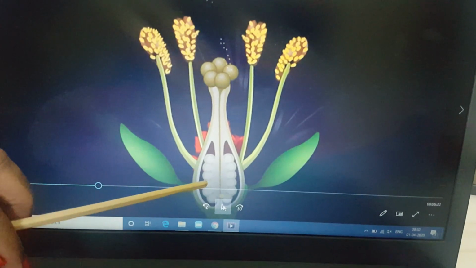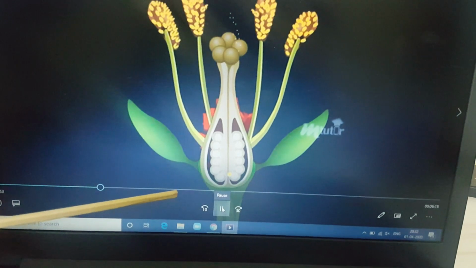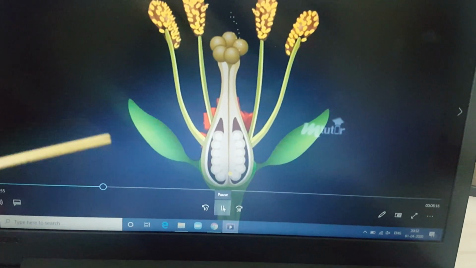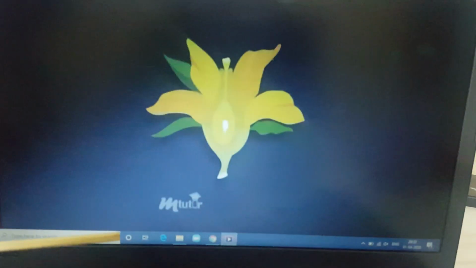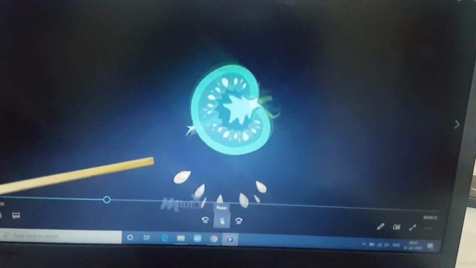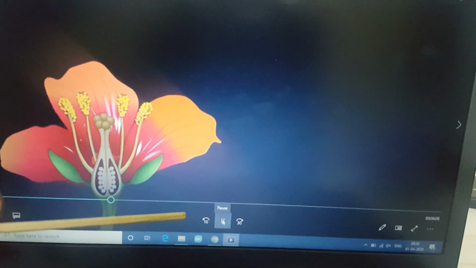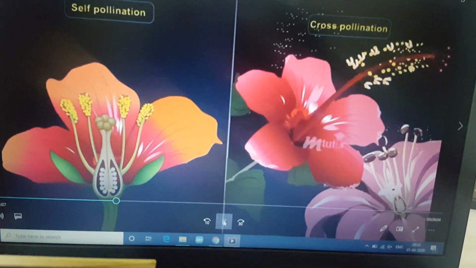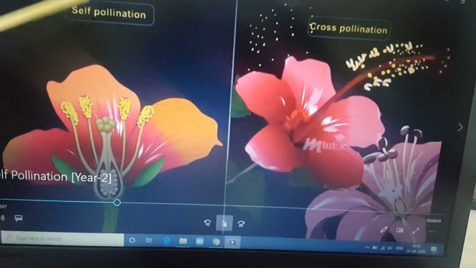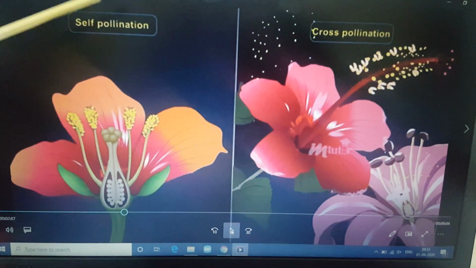Now, when it comes to pollination, here we have two types of pollination. I'll be coming down to that. Right now you could see the seeds formed, from which you can get a new plant. Now we have two types of pollination. One is self-pollination and the other is cross-pollination.